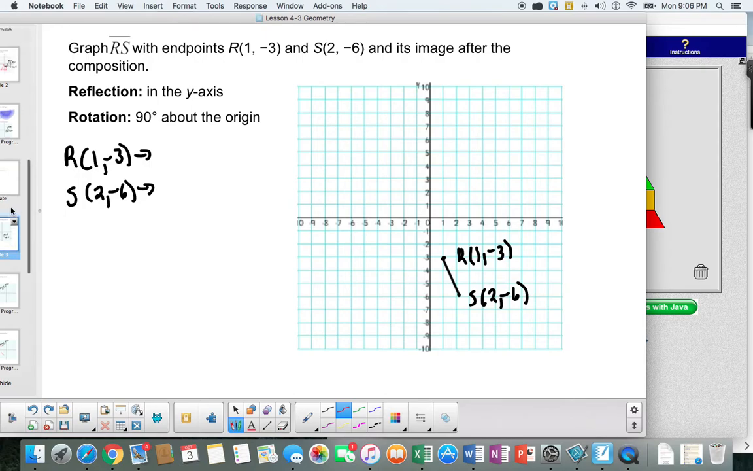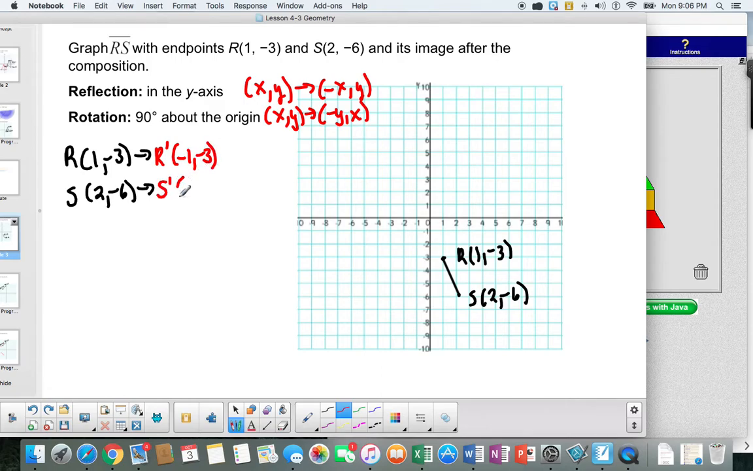Let's take a look at a composition where we go through two transformations. Now, this is the rule for a reflection in the y-axis: (x, y) goes to (-x, y), and in the y-axis it's the x's that change, so that's the rule. And rotating 90 degrees about the origin, that rule is (-y, x). So in going through the reflection, this will be R prime, and R prime will be (-1, -3), and S prime will be (-2, -6).